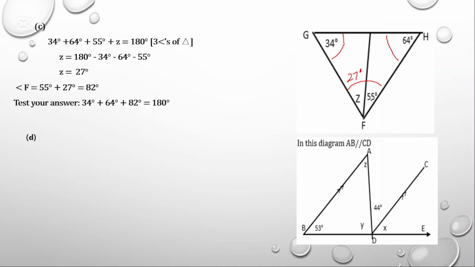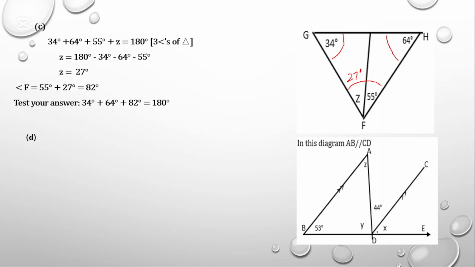Now look at our next one. In this diagram here, AB, this line, is parallel to CD. Immediately, we know that here we can make use of our corresponding angles, our co-interior angles, or alternate angles.